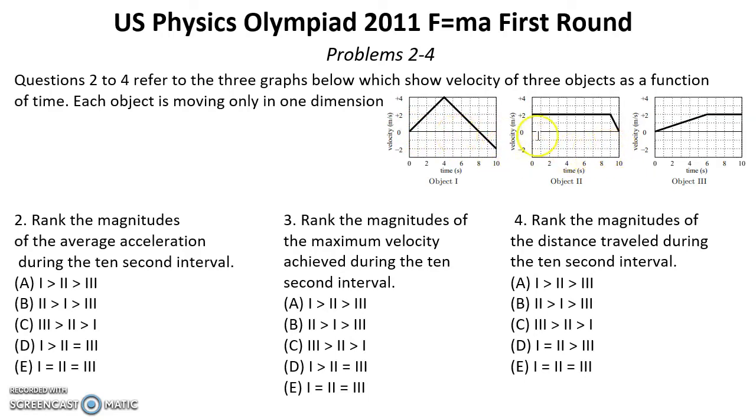In the first and in the second graph that's a negative, and in the third graph it's positive. But we are interested in absolute value for this average acceleration. So they have the same absolute value, 2 meters per second over 10 seconds. So it means that the correct answer here is E. 1 equal 2 equal 3.